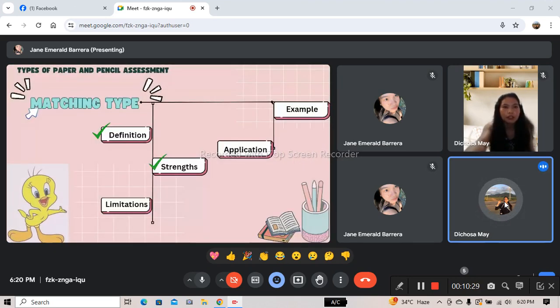Since we already discussed the definition and strengths of matching type of test, lastly, I will discuss the limitations of matching type of test.